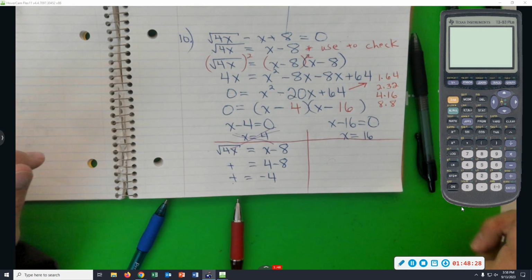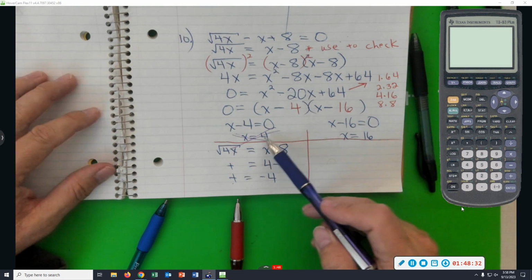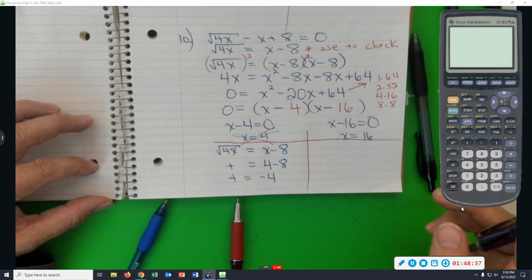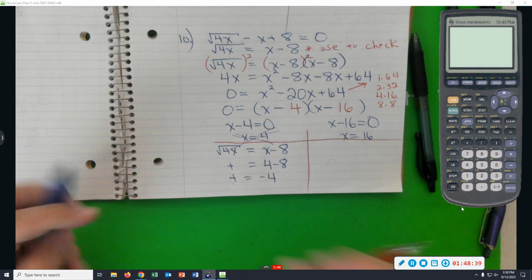If you had to guess, what would you think is going to happen here on the next one? You think 4 didn't work. You think 16 is going to work? Let's check and see.